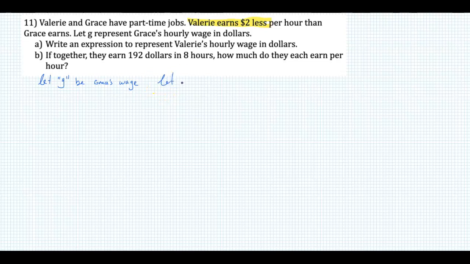So how would I show what 2 less than Grace's G? I just subtract 2, right? So we're going to let G minus 2 be Valerie's wage. We don't want to say let V or something be, because we know the relationship here. We're given this information. We don't want to have 2 variables, right?